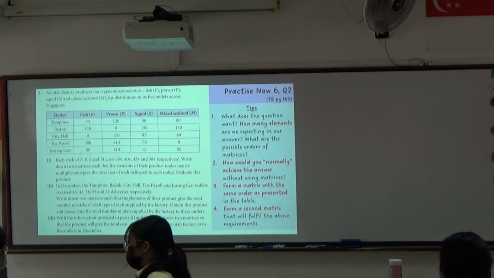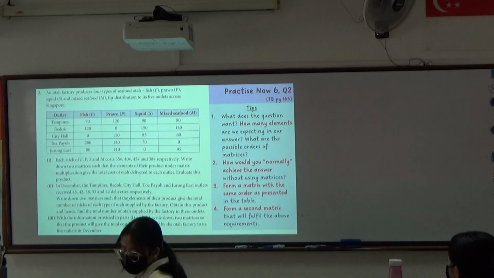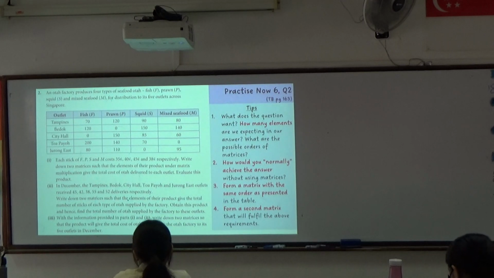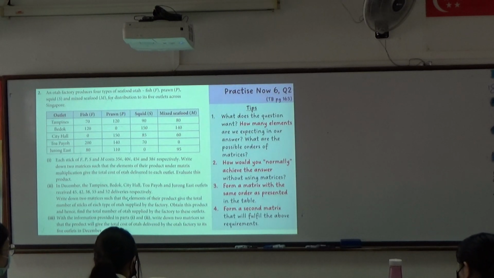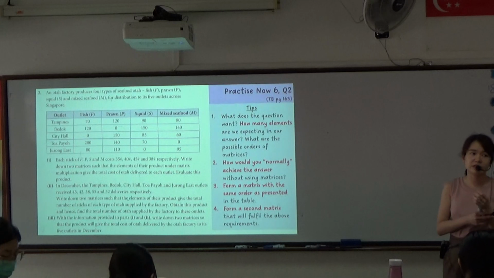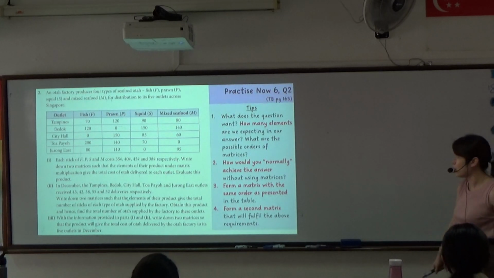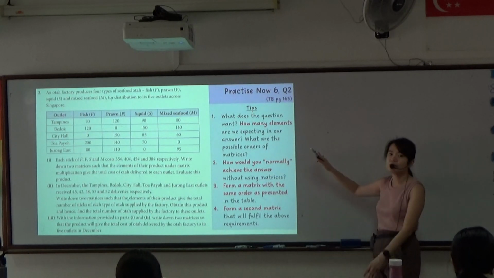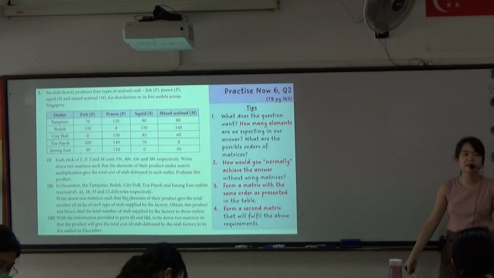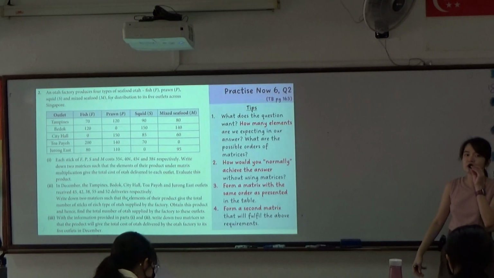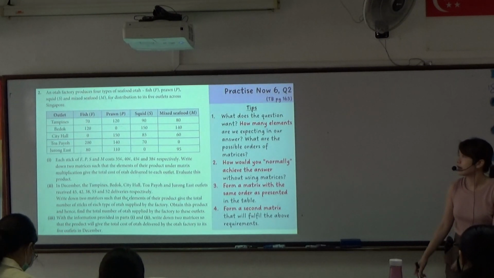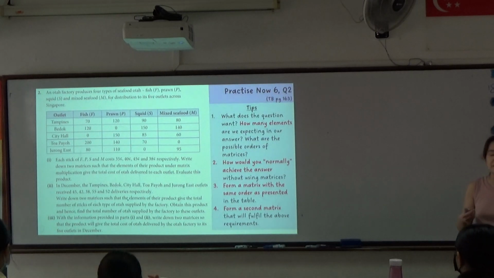Yesterday, there are certain tips that I've given you in terms of answering matrices questions. The very first thing that we should always ask ourselves is what does the question want? Not limited to matrices, any question, we must always know what is the end point. But specific to matrices, we need to know how many elements, answers, or values we are trying to achieve at the end of our question itself, and also what are the possible orders of the matrices.